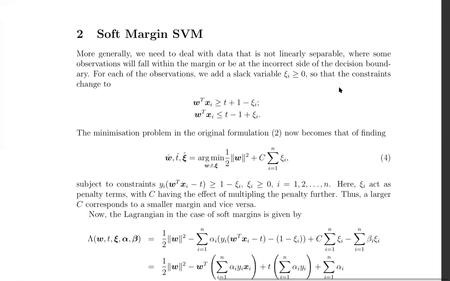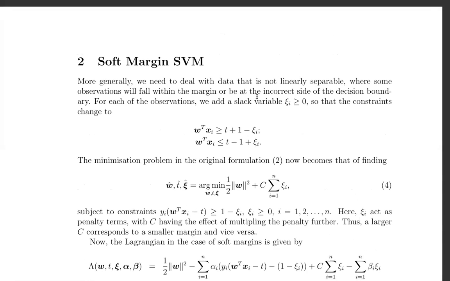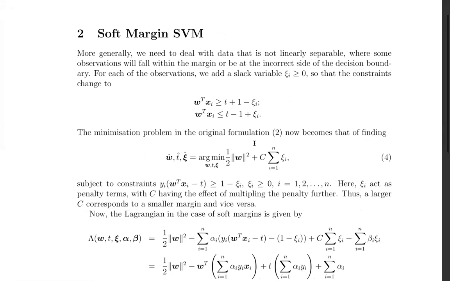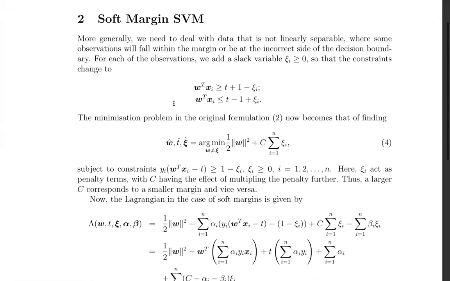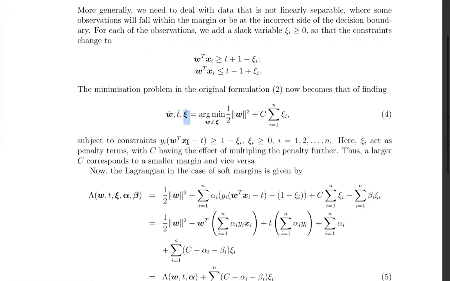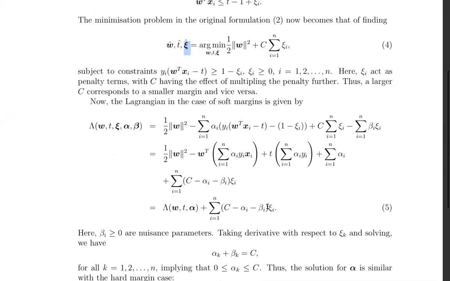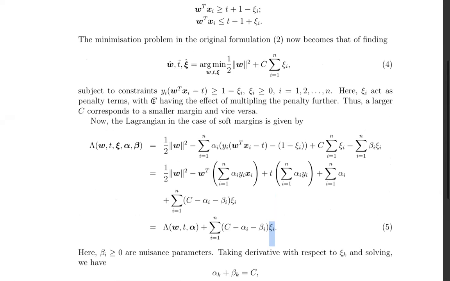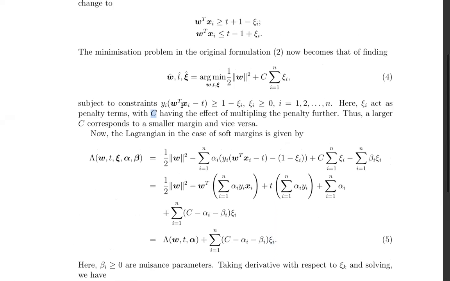Now the more important part is the soft margin. For the soft margin, they add what we call a slack variable into the constraints. You get some additions there, and it changes the minimization problem slightly. So now you also have to estimate the slack parameters. This is where your C comes in.